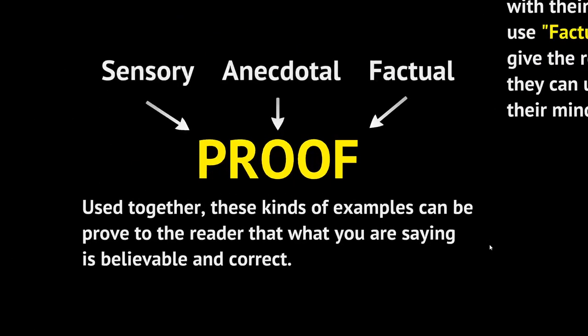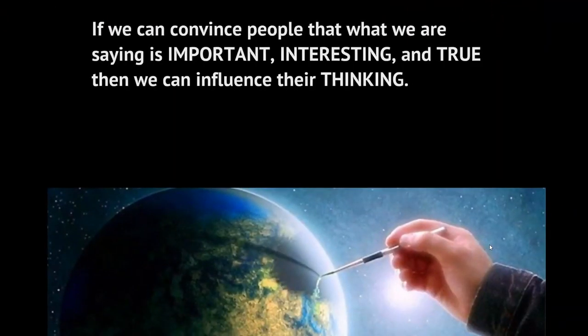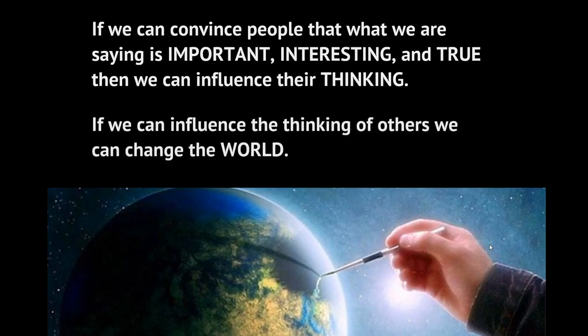Sensory, anecdotal, and factual details provide the proof that can prove to the reader that what you are saying is believable and correct. And this is very, very important. As you're writing, think about what kinds of examples you can give to your reader that will help them believe that what you're saying is true. If we can convince people that what we are saying is important, interesting, and true, then we can influence their thinking. And if we can influence the thinking of others, we can change the world. And this is very important.